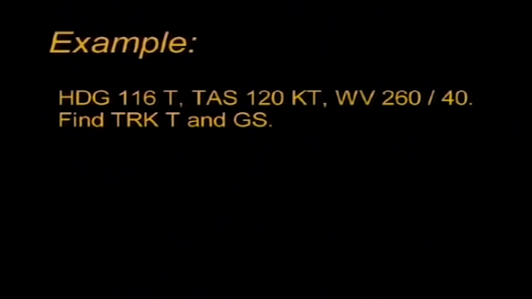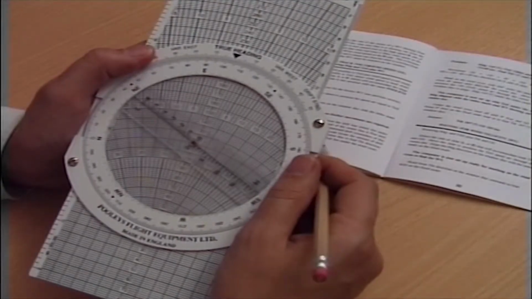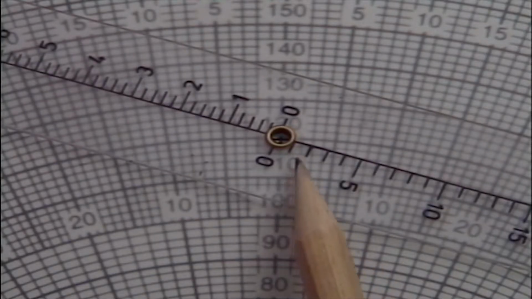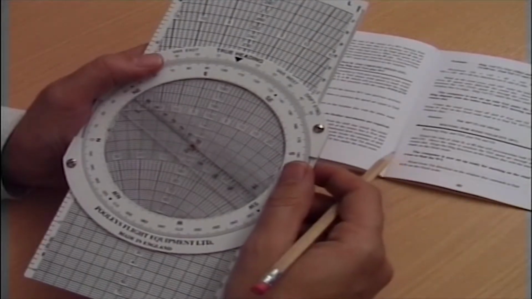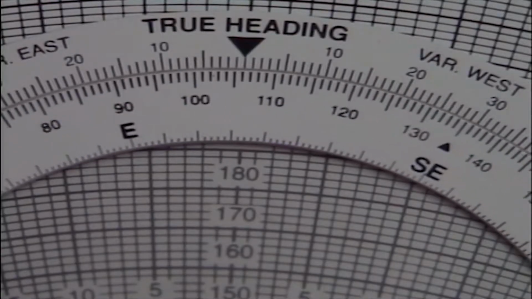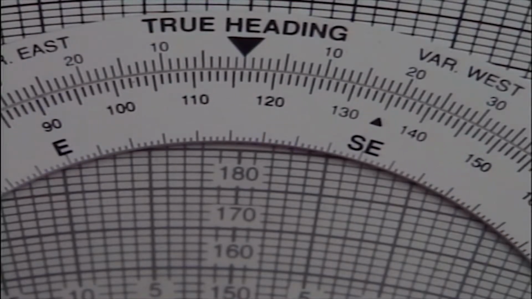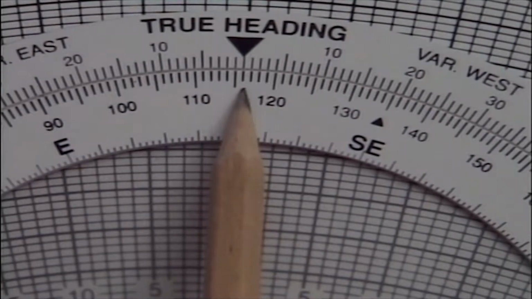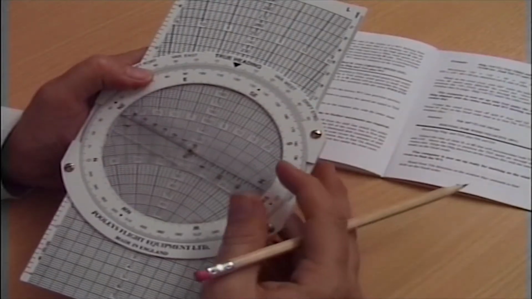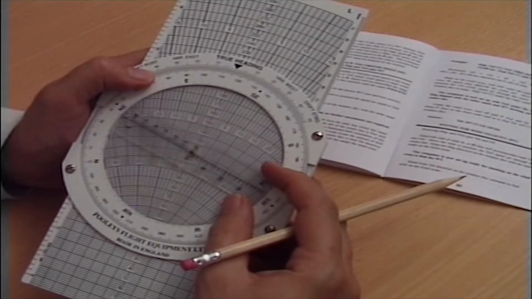Let's try an example. Your heading is 116 degrees true, TAS 120 knots, wind velocity 260/40 knots. What is the track true and ground speed? There is 120 knots set underneath the centre dot. Now rotate the inner scale so that the given heading of 116 appears under the true heading index. Now put the wind on, which is coming from 260.